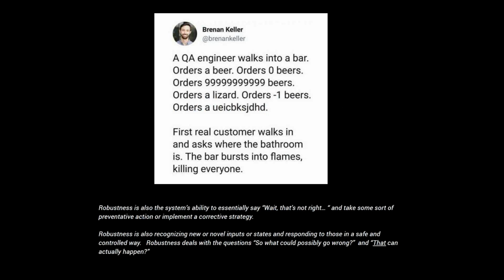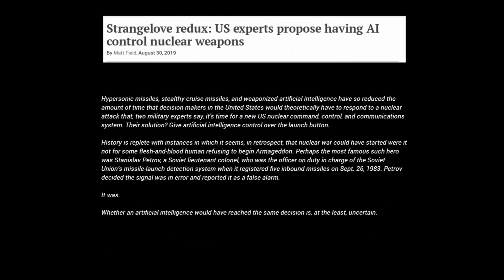So what we're doing in robustness is asking, what could possibly go wrong? That's Boris Beizer's test thinking. And then we start to realize, oh my gosh, that can go wrong. Why is this a concern in particular? Because the U.S. government has just recently proposed that they're going to have AI control nuclear weapons. Machine learning. Seems like it shouldn't be a bad idea, except for the fact that, look at paragraph 2, it's replete with instances where nuclear war would have started were it not for some flesh and blood human intervening and refusing to begin Armageddon. And there's an example here of Stanislav Petrov, Soviet colonel, who basically saw a launch, picked up a launch of 5 missiles from the U.S.